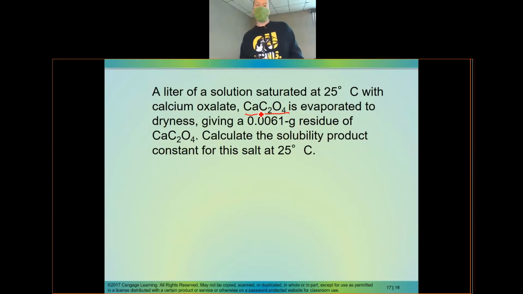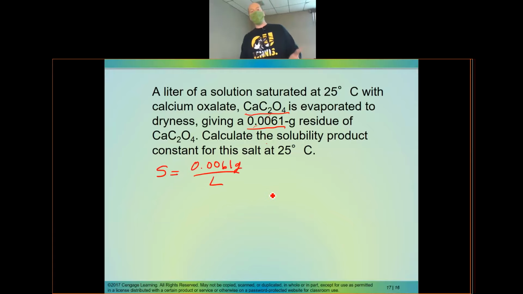Then we pour off the solution, leave the solid behind, let the water evaporate, and then we can weigh it. We see that the mass of the calcium oxalate in 1 liter of solution was 0.0061 grams. And so that is the solubility. Your solubility for calcium oxalate is 0.0061 grams per liter.